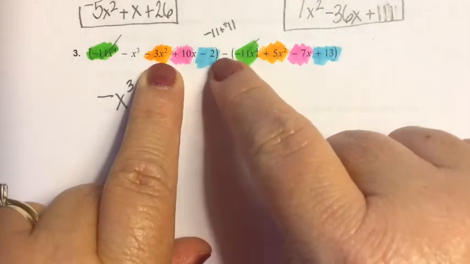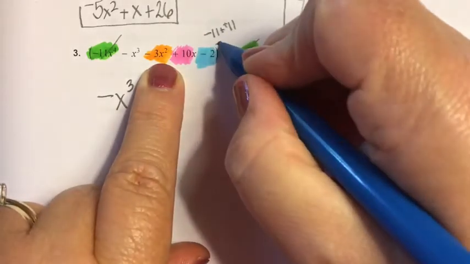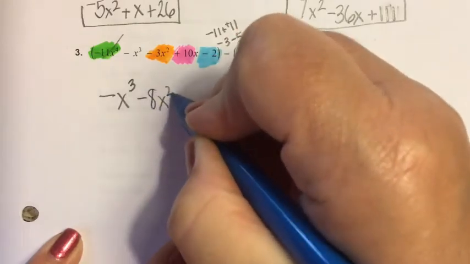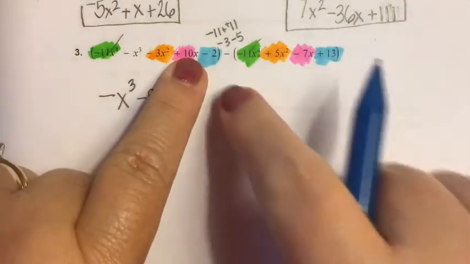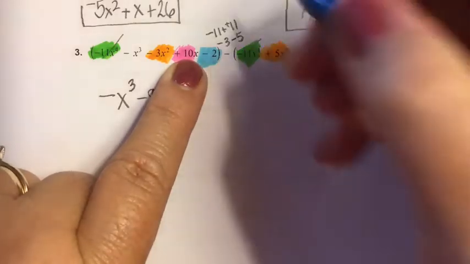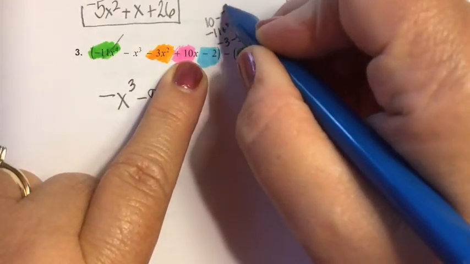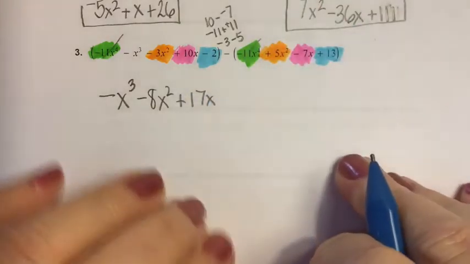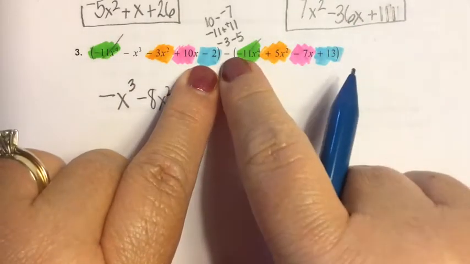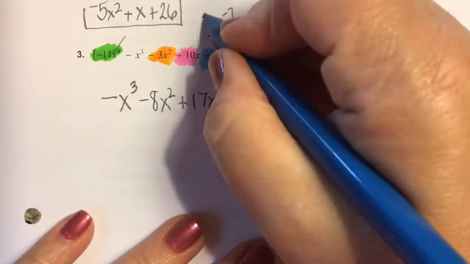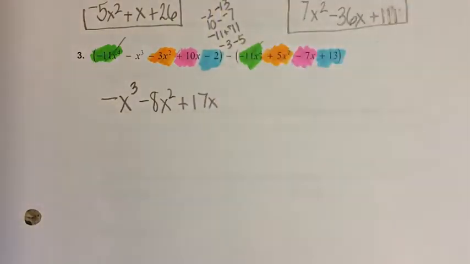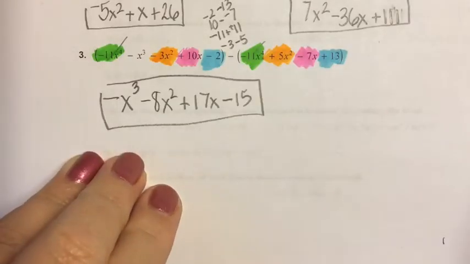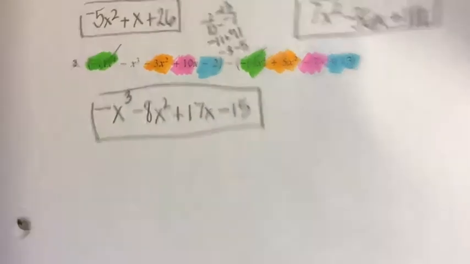Negative 3x squared minus 5x squared. Negative 3 minus 5 is negative 8x squared. 10x minus negative 7x. 10 minus negative 7 is positive 17x. Negative 2 minus 13 is negative 15. That is the difference of those two polynomials.